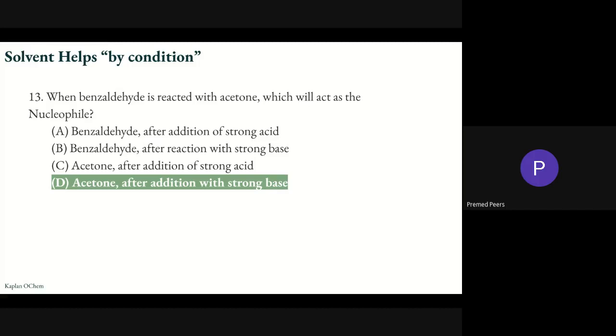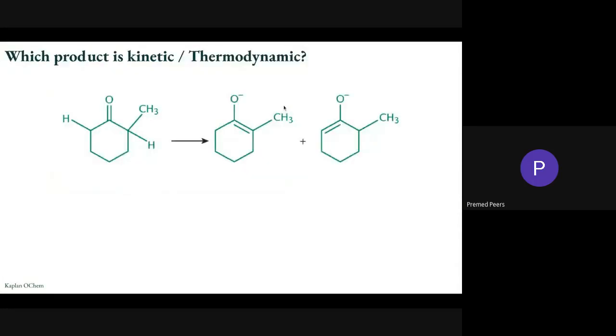And then, yeah, you can think about that. You can think about it like a Lewis base, because the Lewis base concept is based on which one is the electron donor and electron acceptor. So to make it more negatively charged, it's going to be more capable of attacking that benzaldehyde, which is slightly polarized positive. And then moving on, here is another concept about the kinetic and thermodynamic.